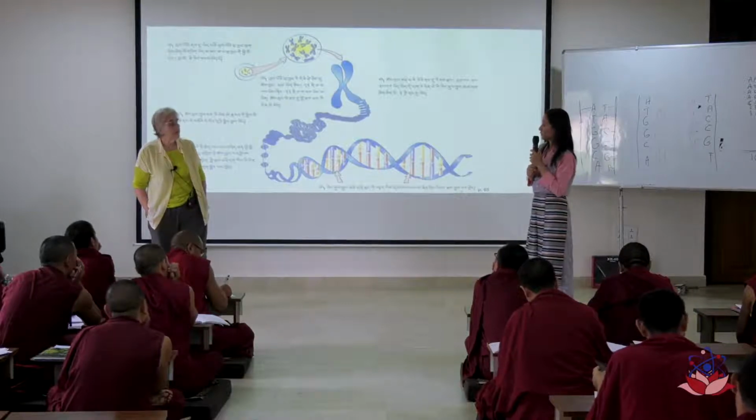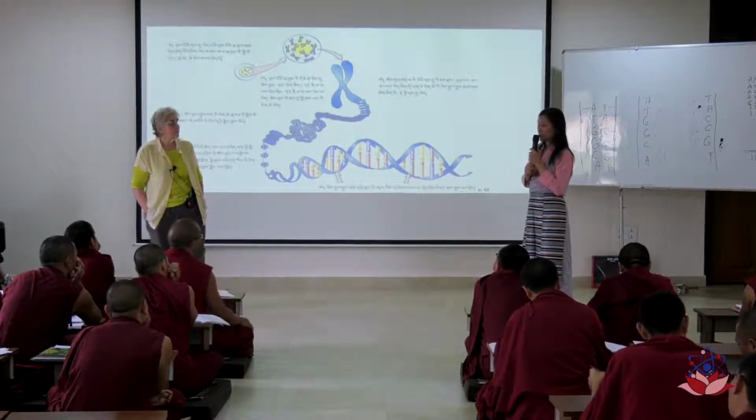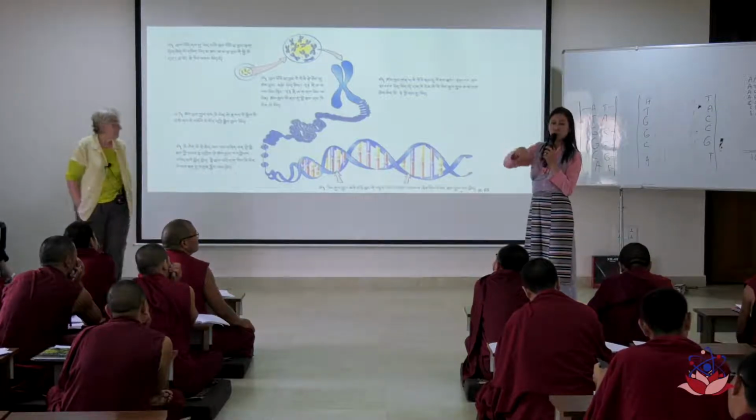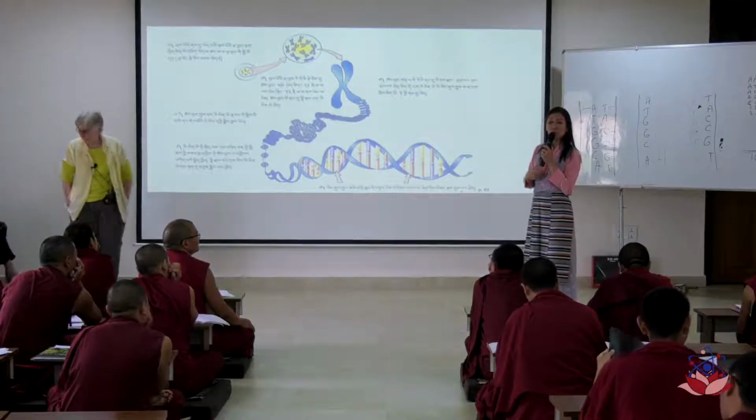So mutations can be mistakes that just were not fixed. A can't go with G, because they don't fit together properly and the DNA looks funny.